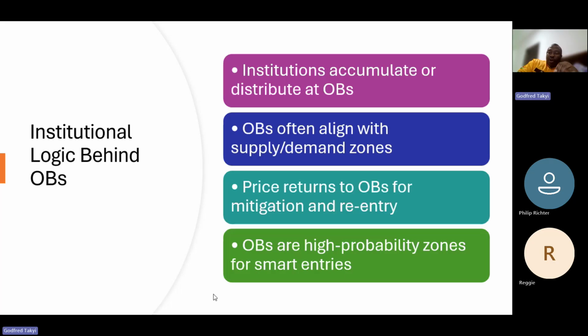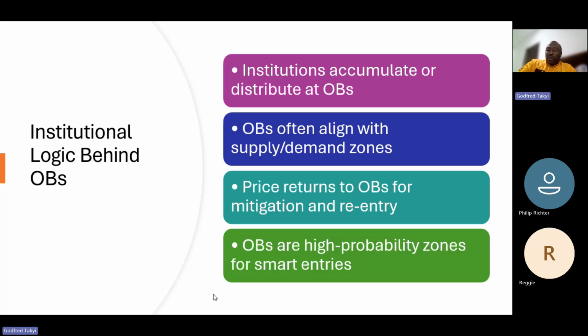When price returns to an order block, it often provides a re-entry point for smart money to enter the trade again. So when you are able to identify order blocks, you've identified the footprints, because once smart money enters the market, they can hide their footprints. So for you as a trader, one of the things that gives you a clue that smart money has entered the market is to identify an order block, or identify a valid supply and demand.